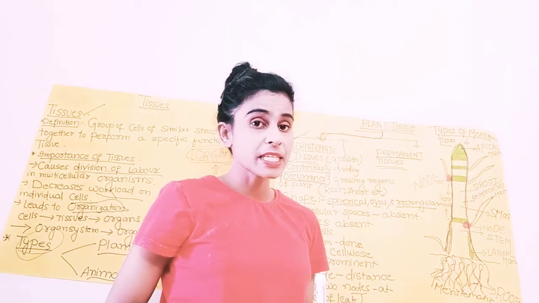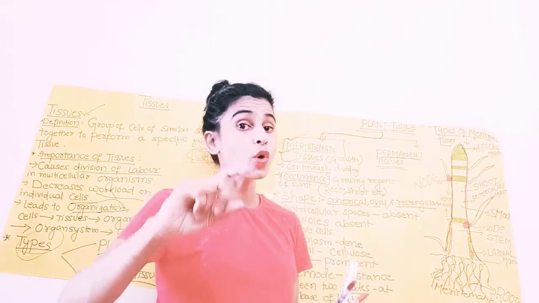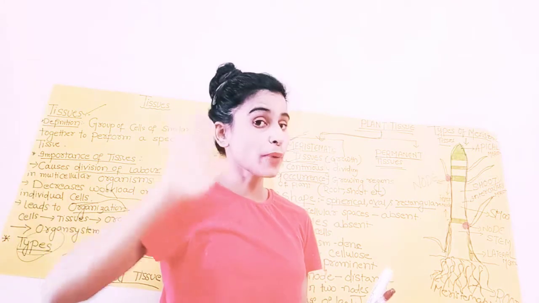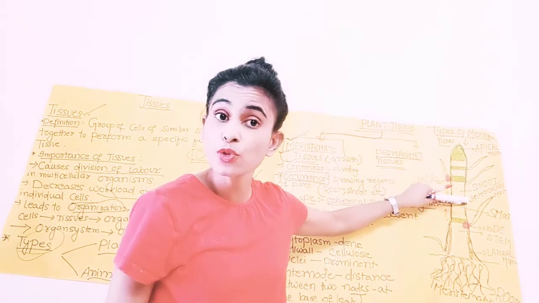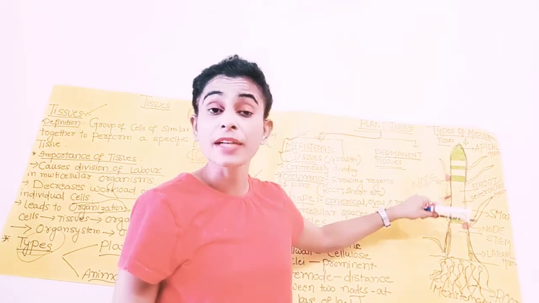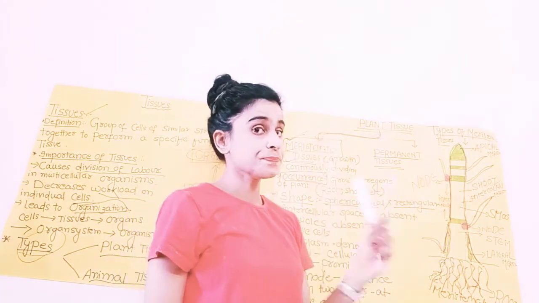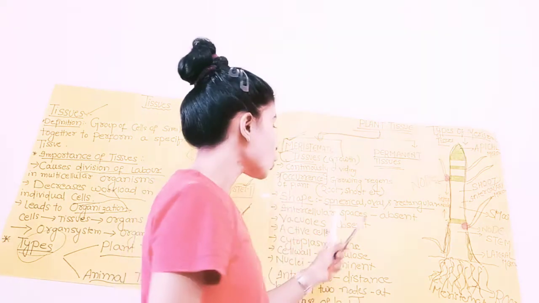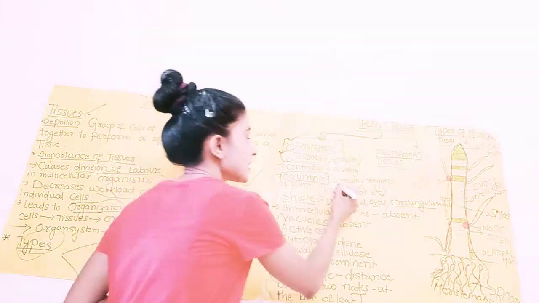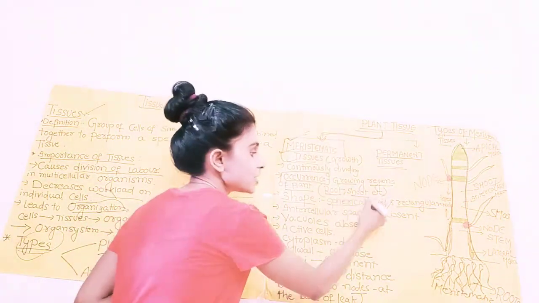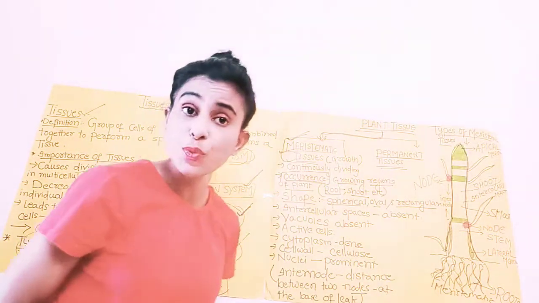What is the main use of meristematic tissues? It helps in the growth of the roots and growth of the shoots. So where is it present? It is present in the roots and in the shoot. Where is shoot present? Above the stem. And where is stem present? Above the ground. Roots are present below the ground. Got it? Understood or not? So it is present in the growing regions of the plant, root and shoot. In the root, meristematic tissue is present. In the shoot, meristematic tissue is present.